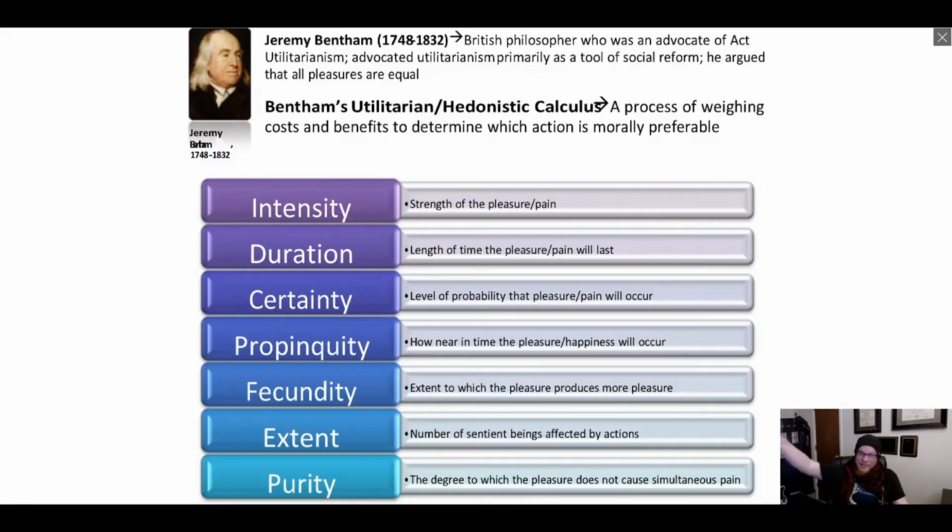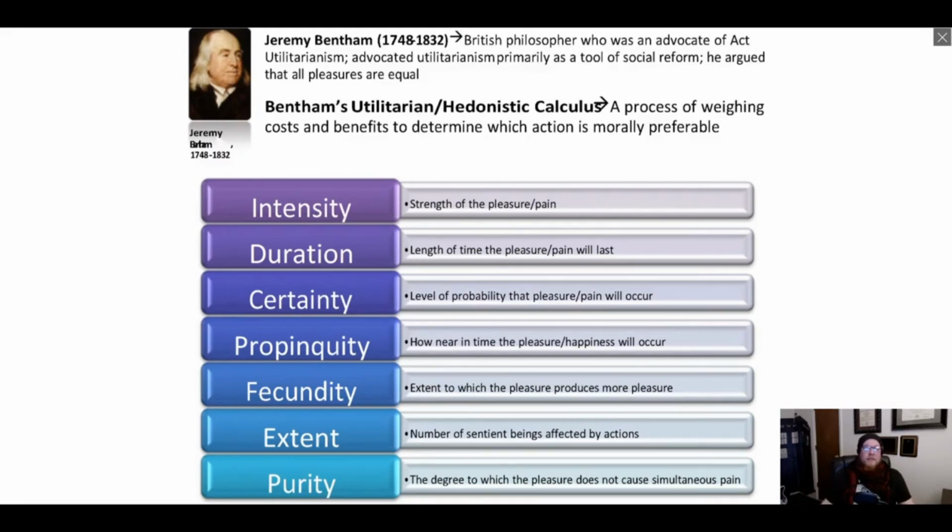Fecundity. Will this lead to more pleasure? Is it fecund? So fecundity is where one thing leads to another. It doesn't just stop, but it goes and it grows. Extent. How many people does this affect? We can measure the goodness of an action by, does this just affect me or a couple of people, my crew? Or does this affect many people, positively or negatively? That's another aspect of how we can gauge what is right and wrong.